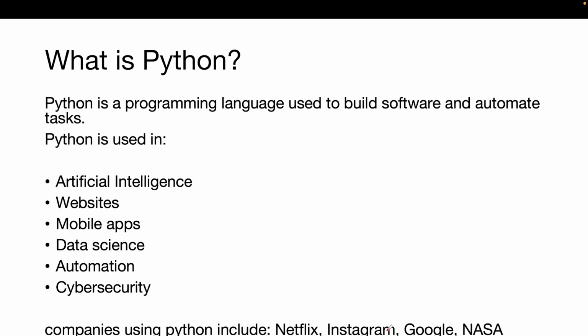Now, what is Python? Python is a programming language. It is used to build software and automate tasks. It is very popular in the programming environment. Python is used in artificial intelligence, building websites, mobile apps, data science, automation, and cyber security. Some companies that use Python in their activities are Netflix, Instagram, Google, and NASA. They use Python in their day-to-day work or in the things that they've built. So Python is very popular in the ecosystem.